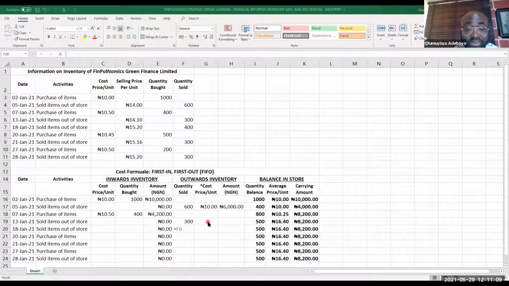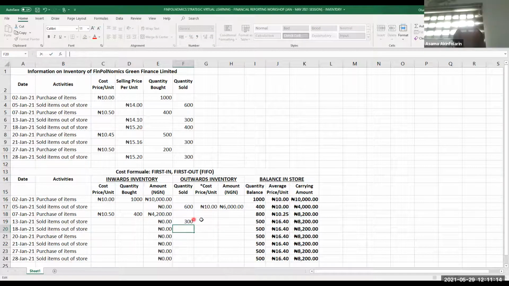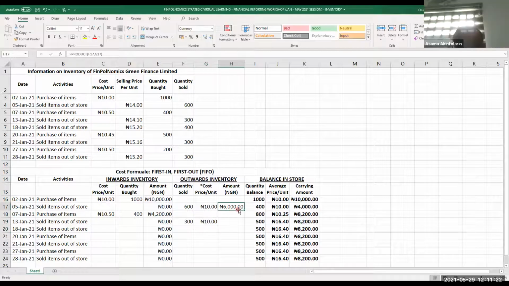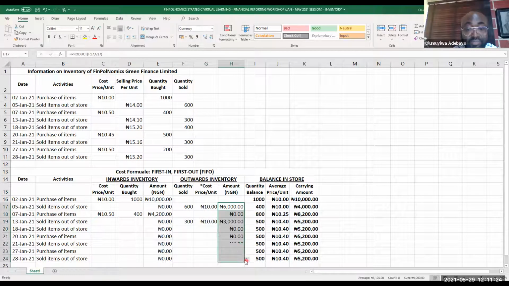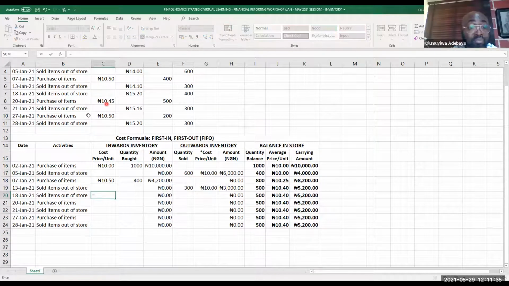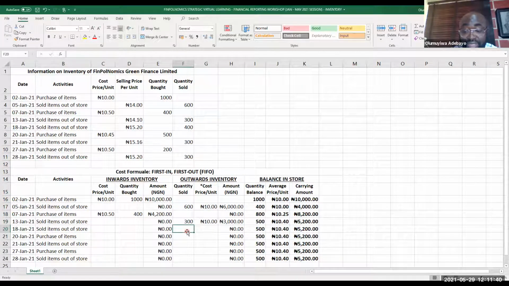And therefore, what will I do? I come here and sell at that same 10 naira. At that point in time, what do I have? I have 3,000 as my cost, which brings this to 5,200. As at the 18th, I sold additional items. How many items did I sell? I sold 400. But this 400, you can analyze as follows.